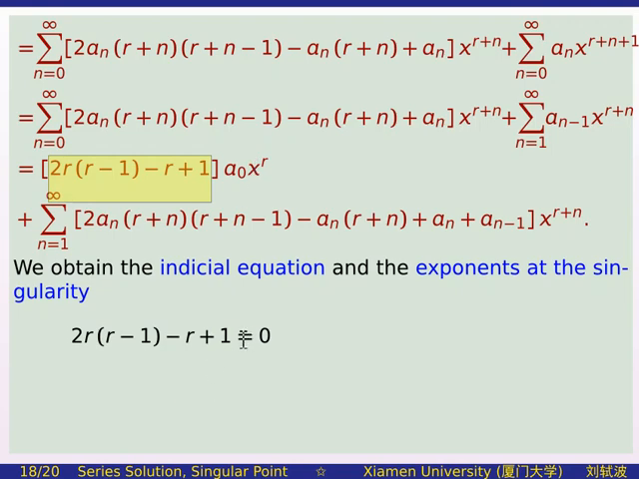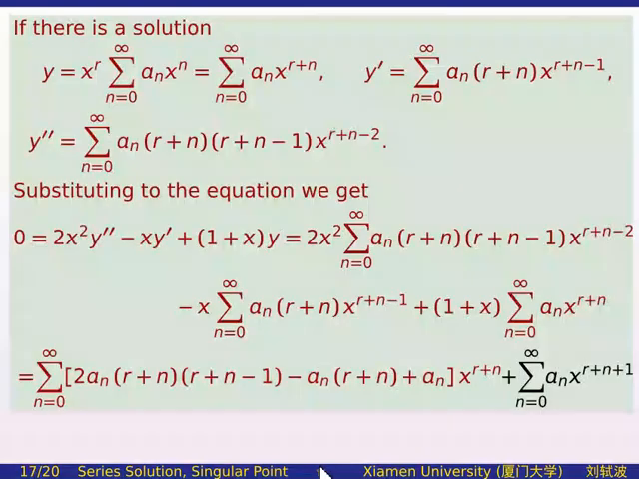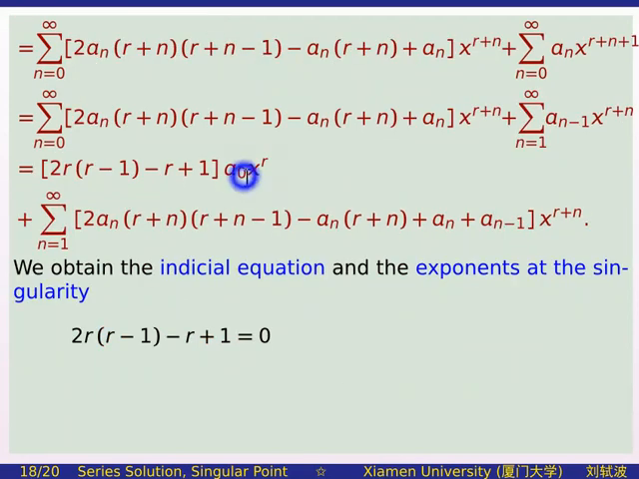A0 you don't ask to be 0, because A0 only affects the multiple of y, but our equation is a homogeneous equation. If y is a solution, the multiplication of y by a real number is also a solution. So without loss of generality, we can assume that the first coefficient A0 is 1. So you don't want to consider A0 to be 0. Okay, so A0 is not 0.